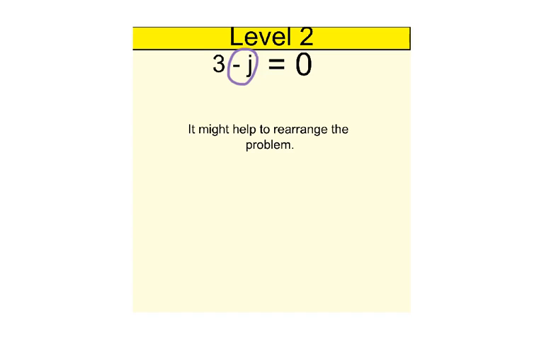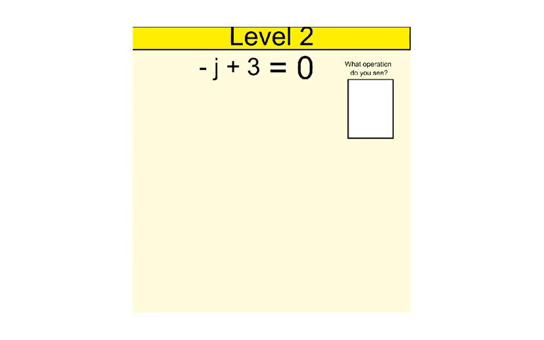I'm going to put the J first. Remember that the sign goes with it, so that is actually negative J. And then this is a positive 3, so I'm going to put plus 3 equals 0. Now that I have it rearranged, my question is, what operation do you see now? For just a minute, let's ignore that negative right there. If it just said J plus 3, what is the operation you see? Well, I see plus 3. It's still plus 3, even with that negative that I crossed out.